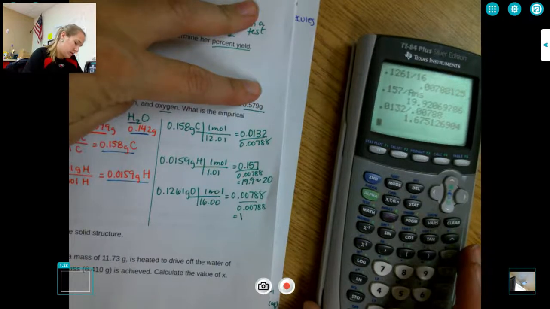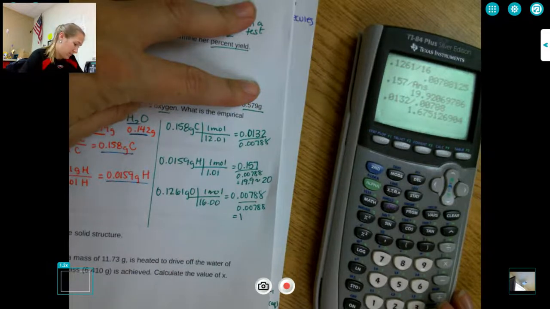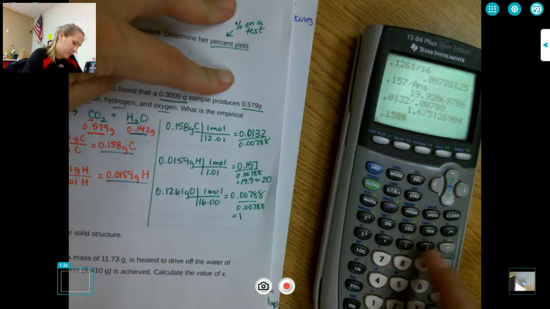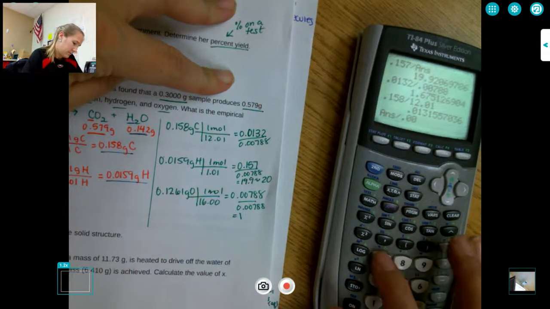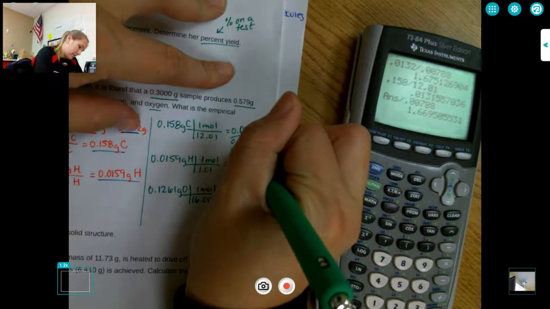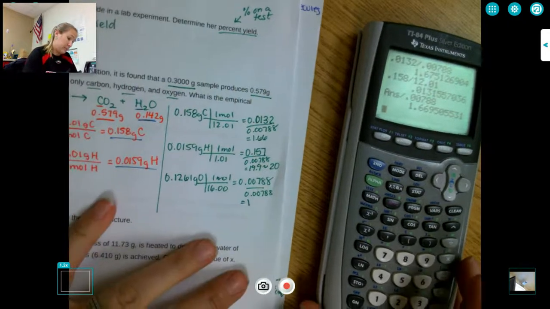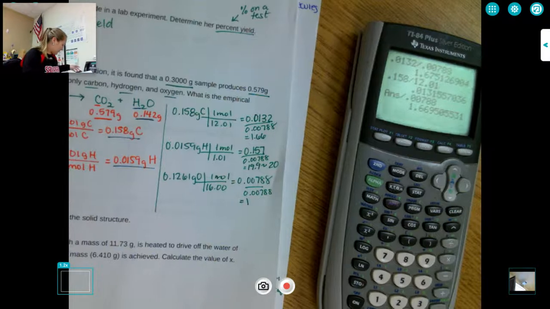Well, isn't that fun. Did I mess something up? It's just a weird number. It says experimental data, but 1.66. Oh, that's an icky number. So that's 0.66. Let me just check my notes. I want to make sure I did this right. This is what happens when you do things on the fly.